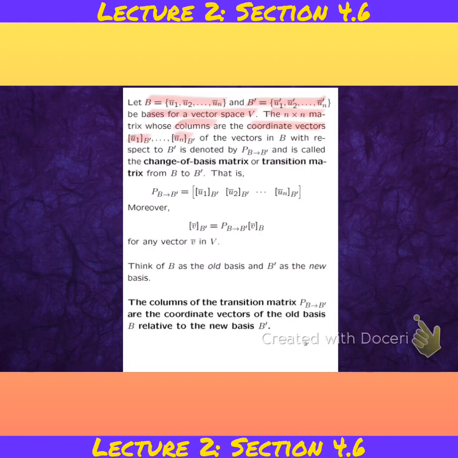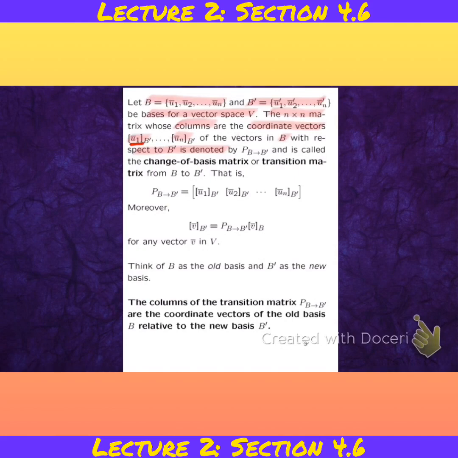The coordinate vectors of the basis B with respect to the basis B prime. So what you do is you take u1, you write it as a linear combination of all the vectors in B prime, and you read off those coefficients, and you form the first coordinate vector, and you do that for all your vectors in B.